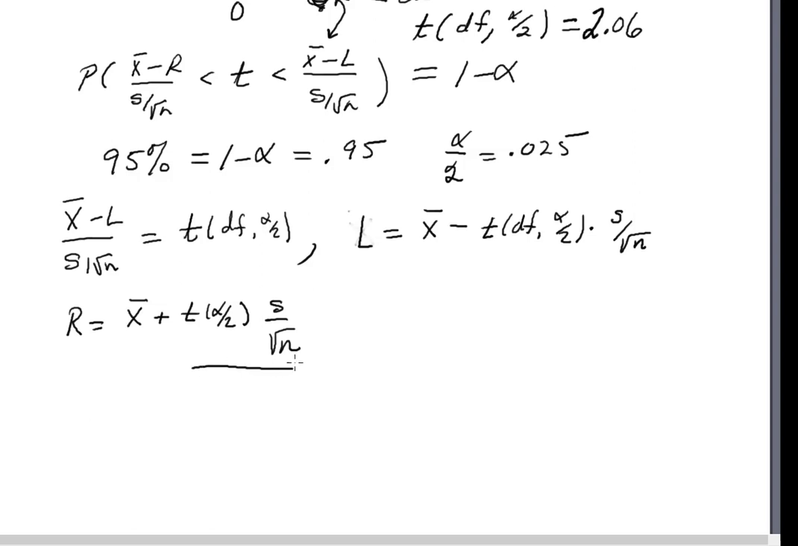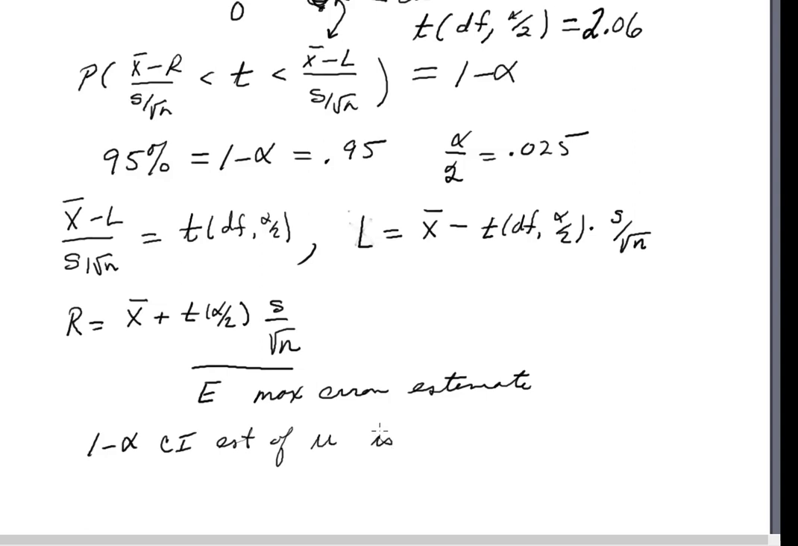This much right here is the same as this much here, they're the very same number. This one we call E, which is the maximum error of the estimate. Sometimes called the margin of error. In polls, it's more apt to be called the margin of error. The 1 minus alpha confidence interval estimate of mu is going to be x bar plus and minus E, where E is equal to t alpha by 2, with degrees of freedom we've got to worry about, but you know what that is, s over the square root of n.